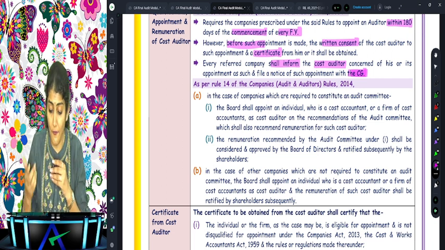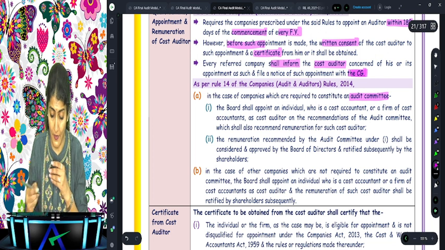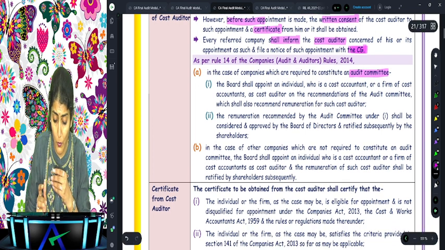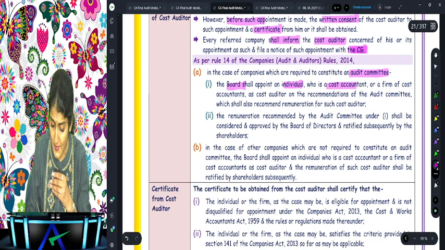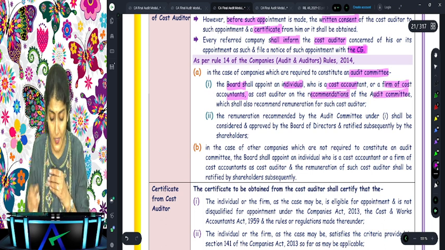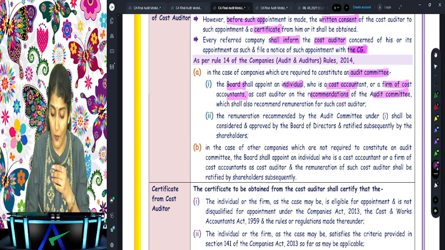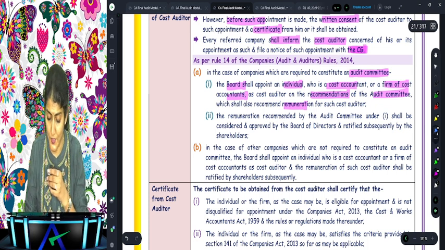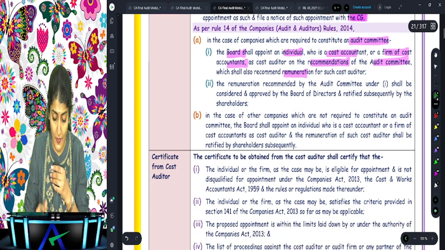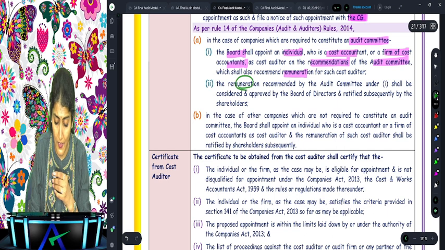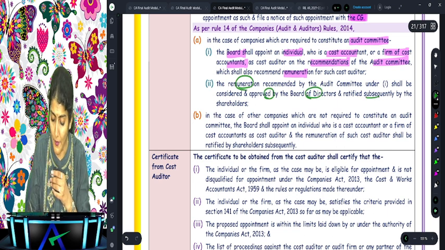Okay. And if the company has an audit committee, then the board will appoint an individual as a cost accountant or a firm of cost accountants on the recommendation of the audit committee. The committee will also recommend the remuneration of the cost auditor. The remuneration recommended by the audit committee has to be approved by the board and also ratified by the shareholders.